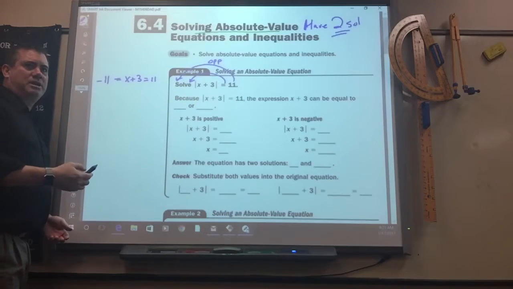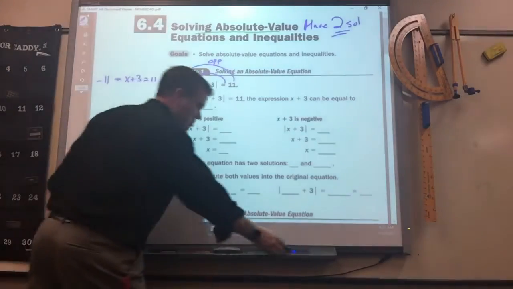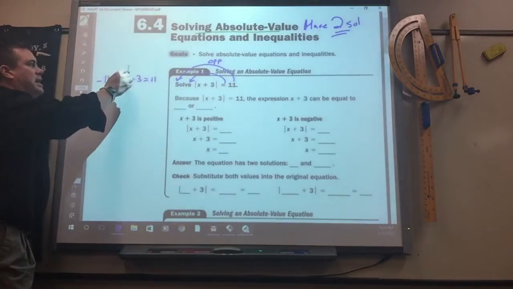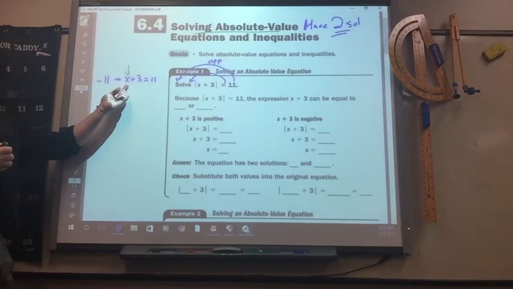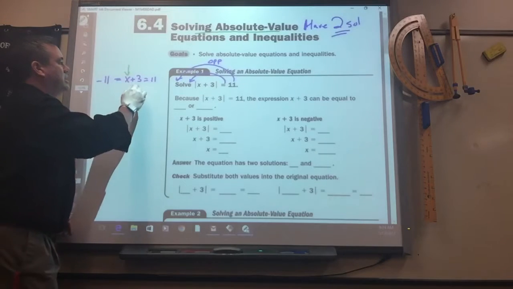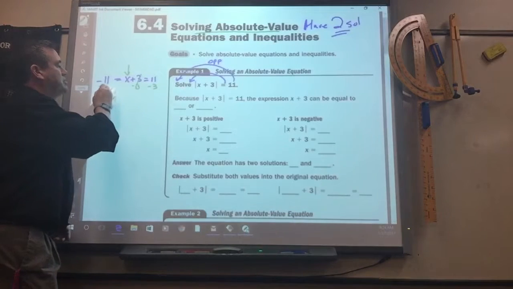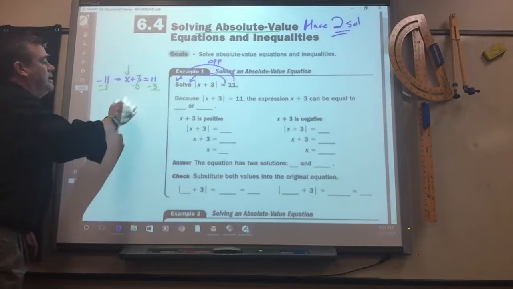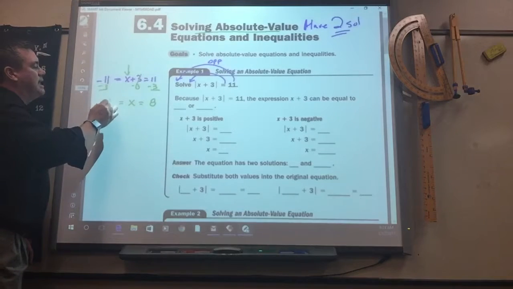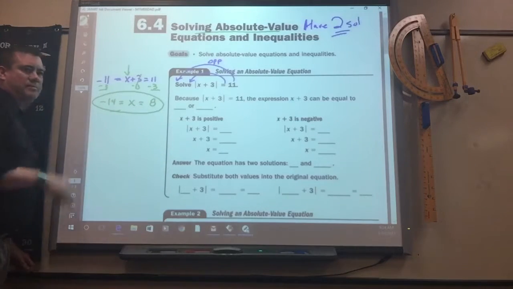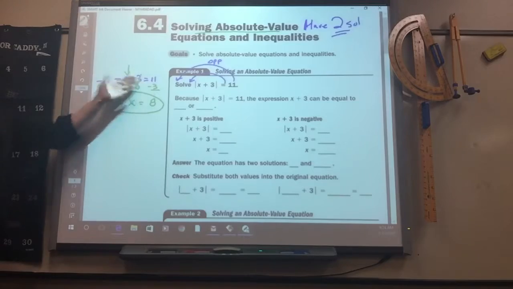Now it just turns into a compound, which means you just get the x by itself in the middle. So what do we do to get the x by itself? Minus 3, minus 3, minus 3 to all of them. So my two answers are 8 and negative 14. That's the quickest, easiest way to do it, is to write it like that.